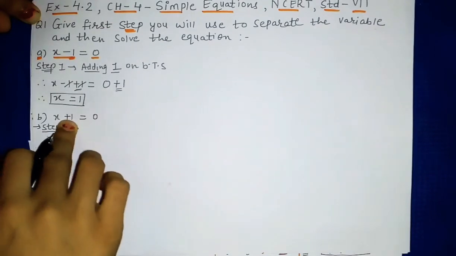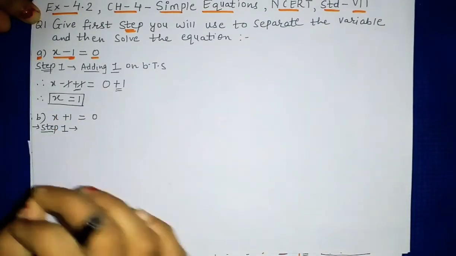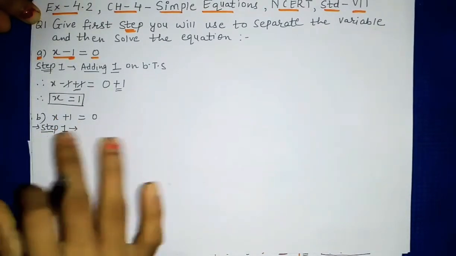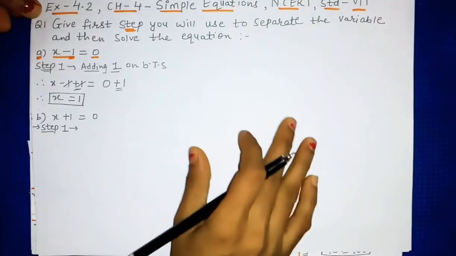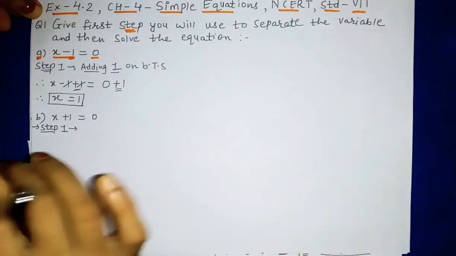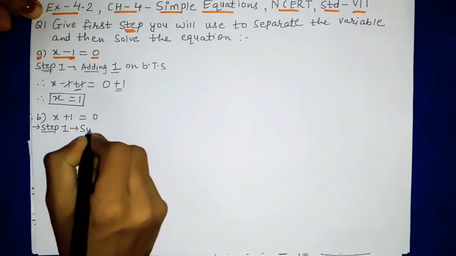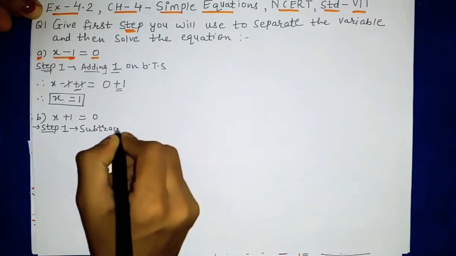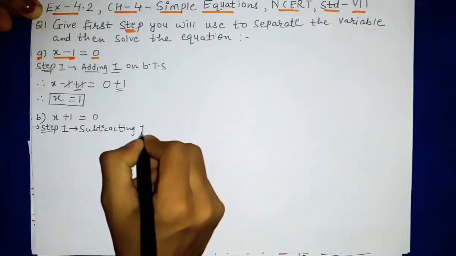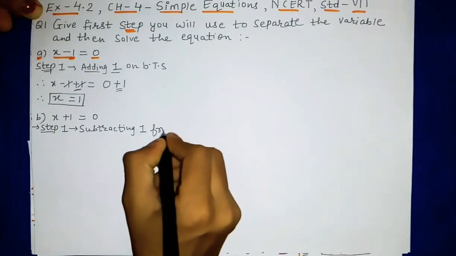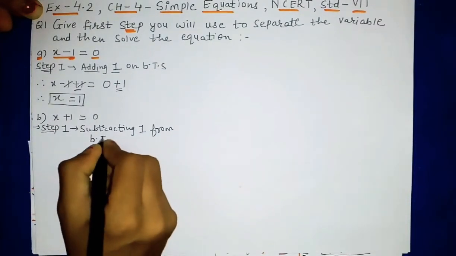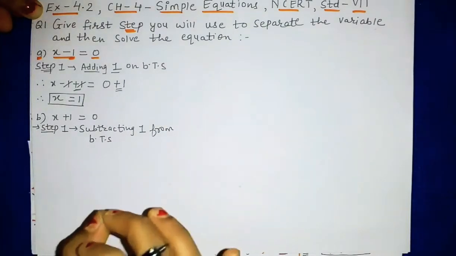-1. To remove this +1, we will write -1. And whatever we will do, that we will do on both sides. So here our step will be subtracting 1 from both the sides. Here we are doing subtraction.